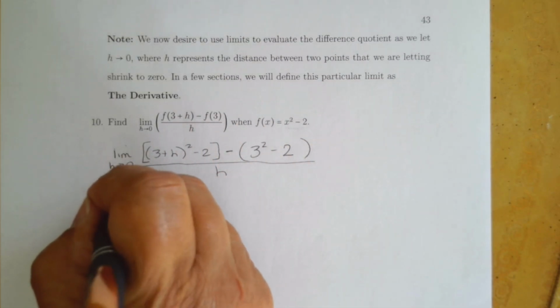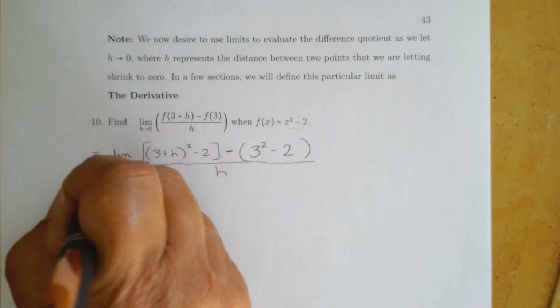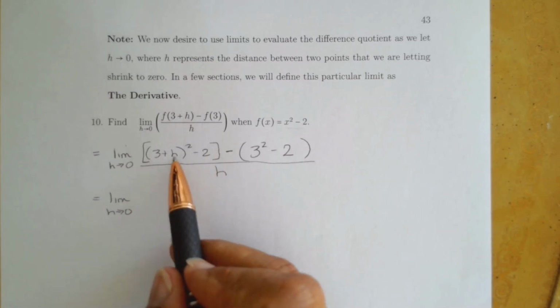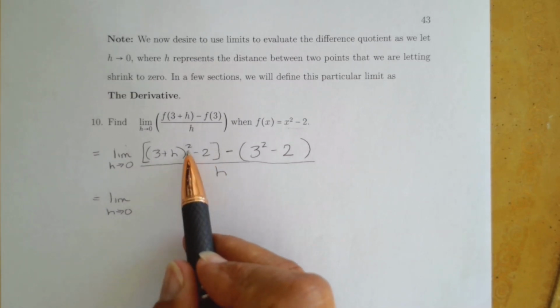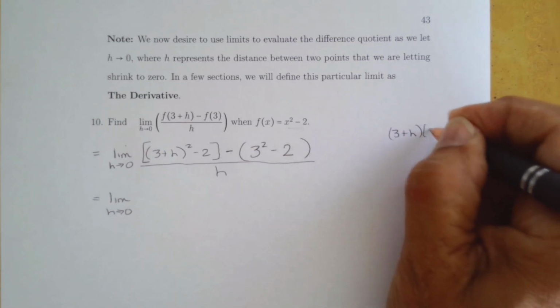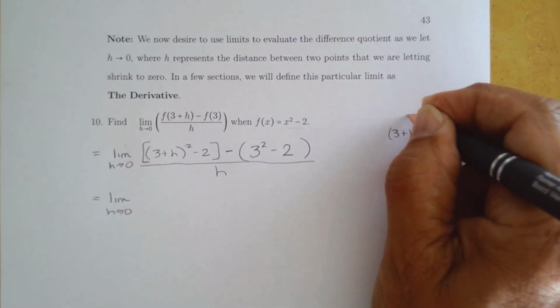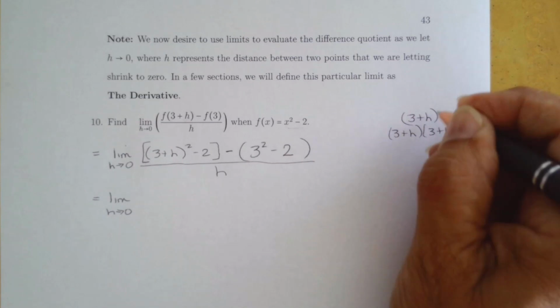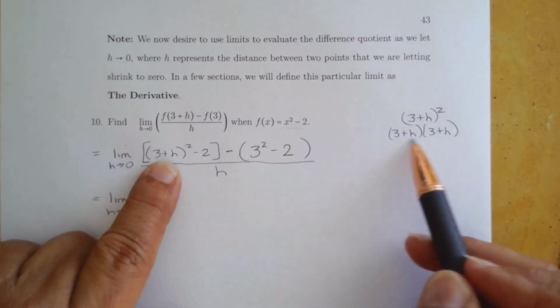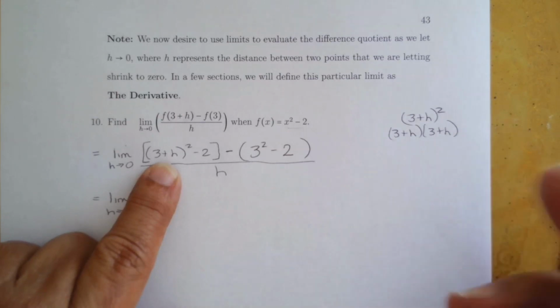All right, so the next step is to take the limit as h goes to 0, and we're going to simplify this. 3 plus h squared. We did this a bunch of times last time, but 3 plus h squared means this, right? So if you're asked to square a polynomial, you got to FOIL it out. So 3 times 3 is 9.